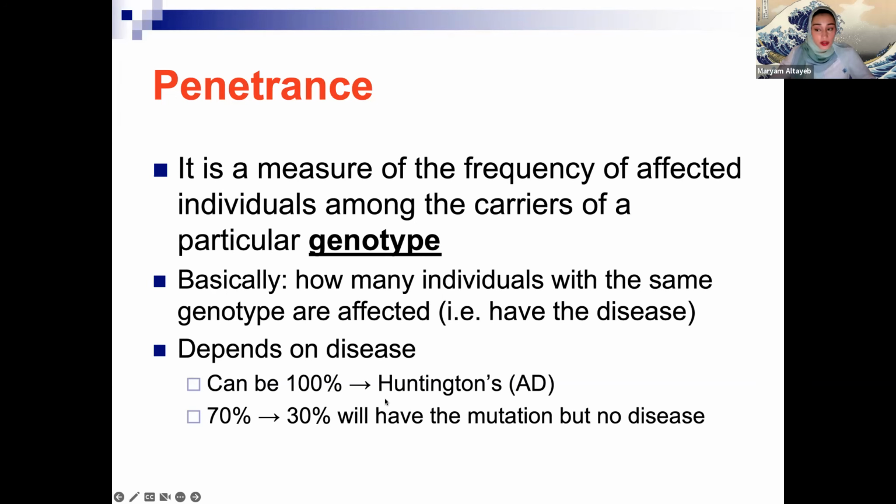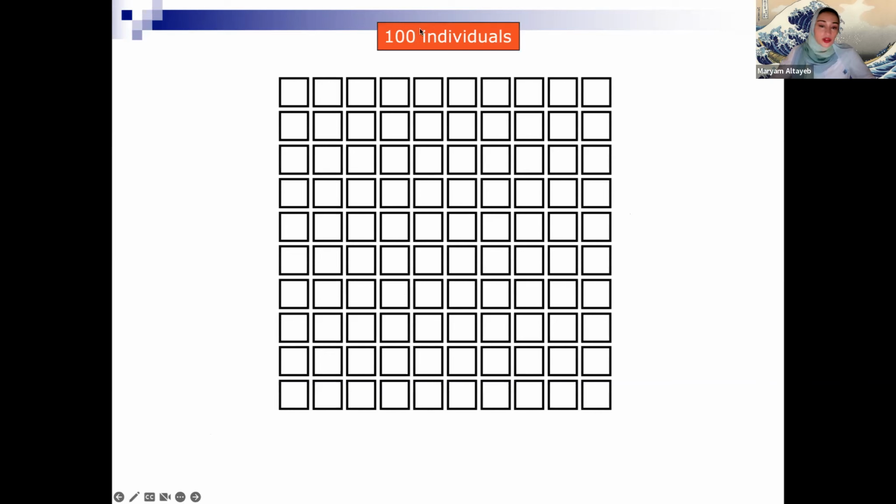There are some diseases, for example, Huntington's disease, which is autosomal dominant, has 100% penetrance, meaning that every single person with this mutation will have this disease. There are no exceptions. That's what it means to have 100% penetrance. But you have other diseases that may have 70% penetrance, meaning if you have a room full of 100 people with this mutation, 70 of them will show the disease, but those 30 people will have the mutation, but will not show the disease. And so that's what we're trying to express here.